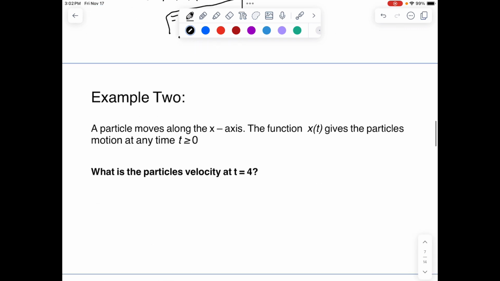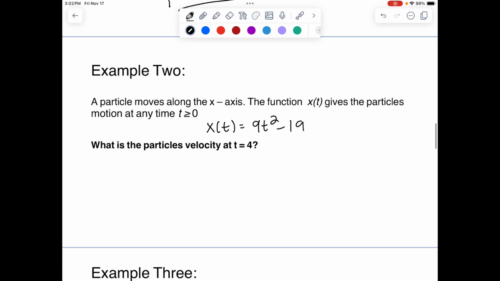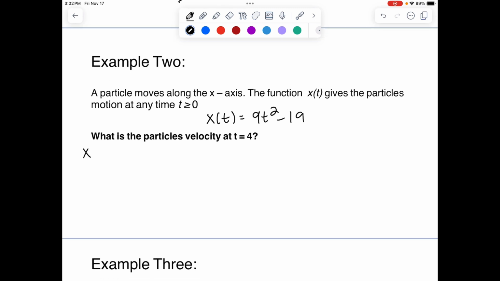So let's do some more problems. This one says a particle moves along the x-axis. The function x of t gives the particle's position at any time. x of t equals 9t squared minus 19. So I'm going to do this, but I want you guys to try this on your own real quick. So I will silently work through this. And that's the answer. If you need more time, pause it.